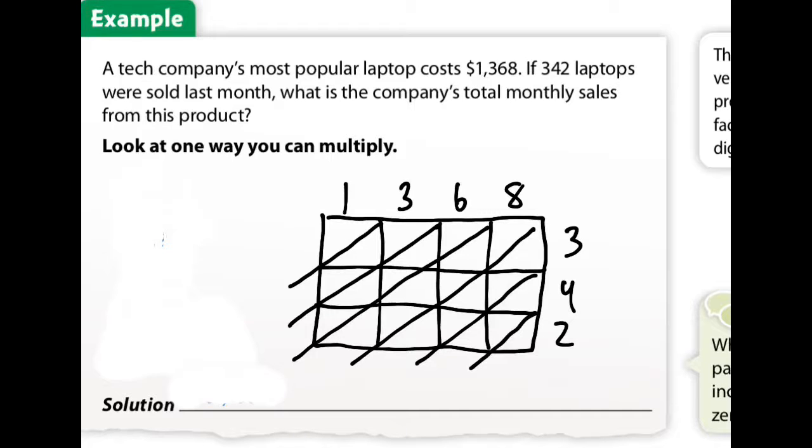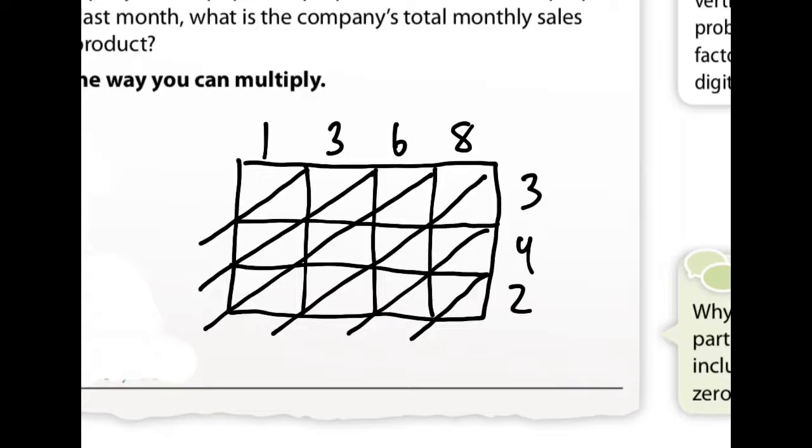Okay, so I have the problem set up, and now I'm going to multiply. So I'm going to multiply the 3 here by everything. So that's 24. 3 times 6 is 18. 3 times 3 is 9. And 3 times 1 is 3. Next, I'm going to do the 4. 4 times 8 is 32. 4 times 6 is 24. 4 times 3 is 12. And 4 times 1 is 4.